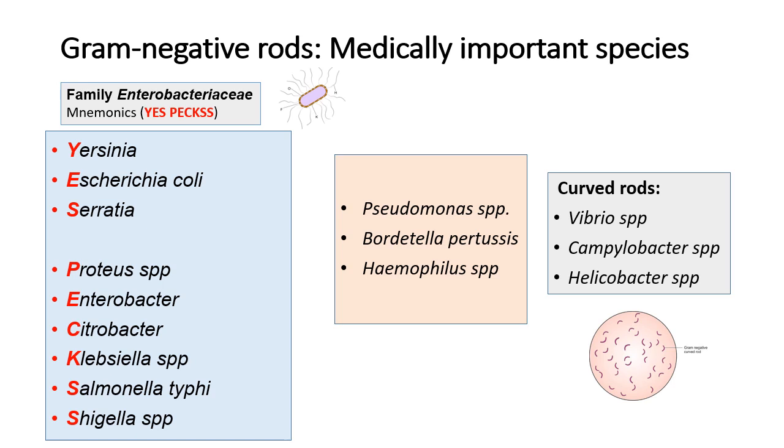And then there's the third type, which is the curved rods. So it's also bacilli, but they are curved or twisted. And this includes mainly Vibrio species, Campylobacter species, and Helicobacter species. So now let us move on into more details about the first one, which is the Enterobacteriaceae, in the coming slide.